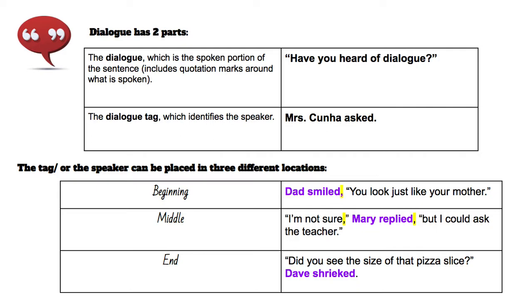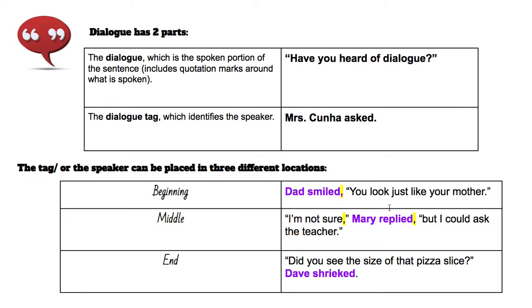So did you know that there are 3 ways that you can use a dialogue tag? You can use it at the beginning of a sentence, you can use it in the middle of a sentence, or you can use it at the end of the sentence. So let's take a look at these examples. If you notice in purple, these are the dialogue tags, right? Dad smiled. Mary replied. Dave shrieked. So yes, they used other words except said, right? We want to try to stay away from always using the word said because then it's so repetitive. But if you look at this example, Dad smiled is the dialogue tag here, and it's at the beginning of the sentence. So, Dad smiled, "You look just like your mother." These are the words he said, right?